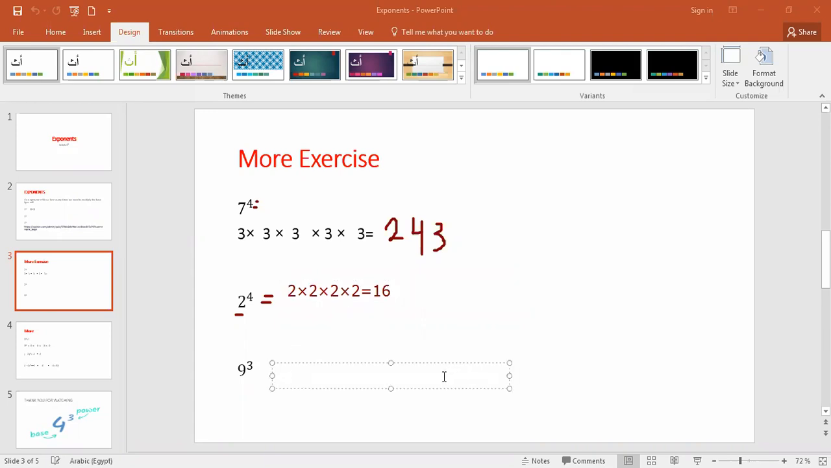9 power of 3. It means the base value is repeated how many times? 3 times. 9 times 9 times 9. So the product will be: 9 times 9 is 81. 81 times 9 is equal to 729.